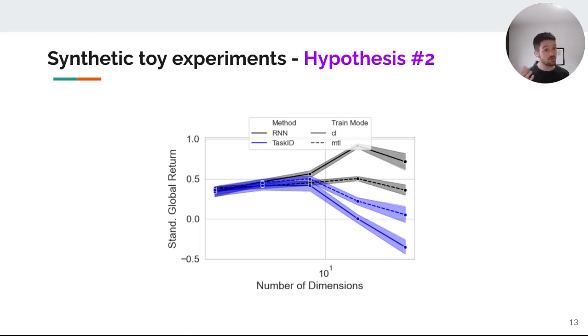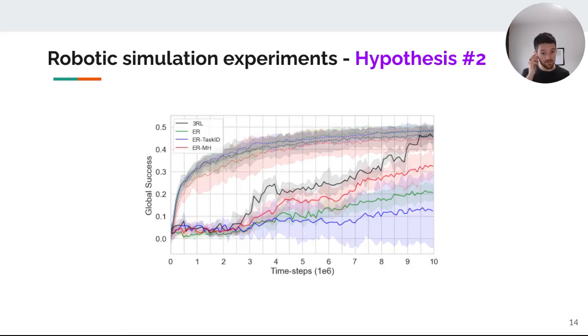We further investigated this hypothesis. First of all, we tested it again on more realistic data, and we found that the RNN was able to match its multitask counterpart. So why might this be happening?